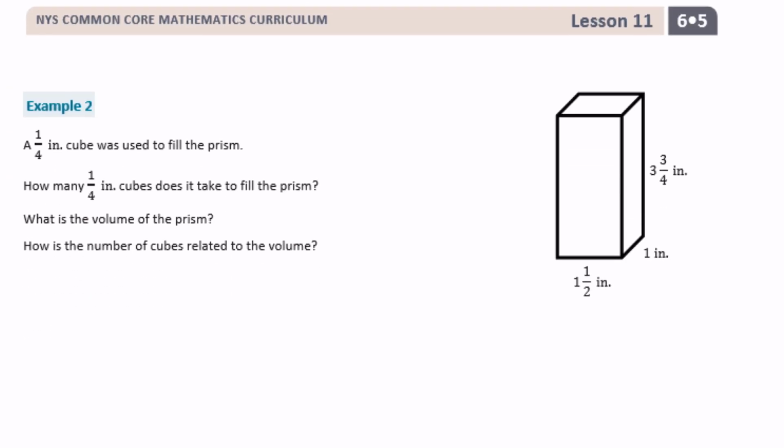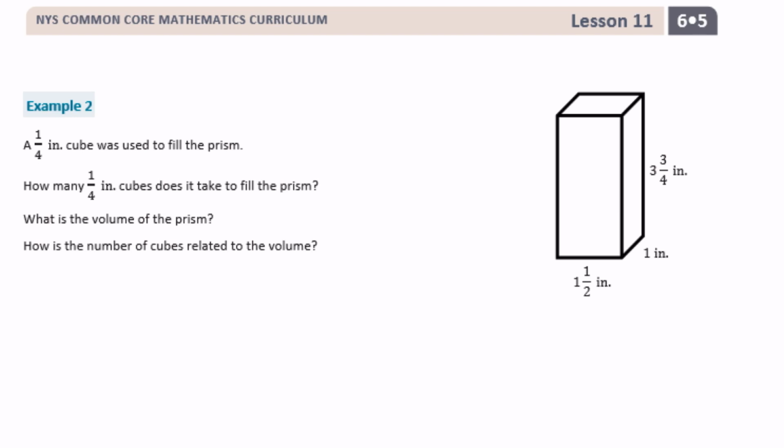Example 2. A 1/4 inch cube was used to fill the prism. So this time, a 1/4 inch cube, so 1/4 by 1/4 by 1/4. How many 1/4 inch cubes does it take to fill the prism? What's the volume of the prism? How is the number of cubes related to the volume?